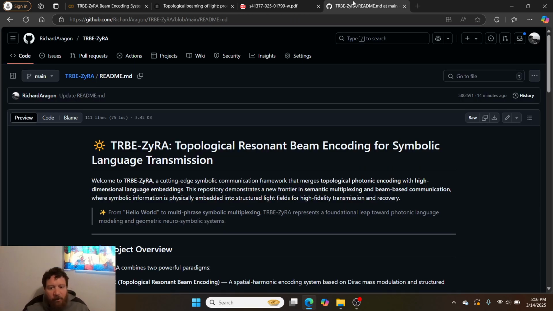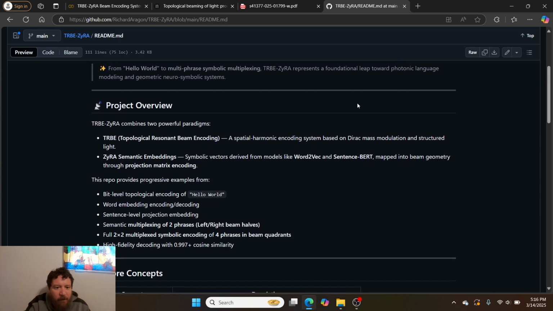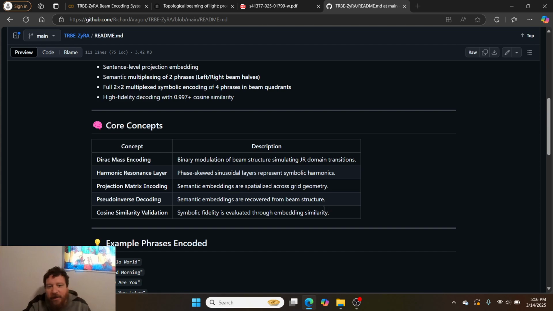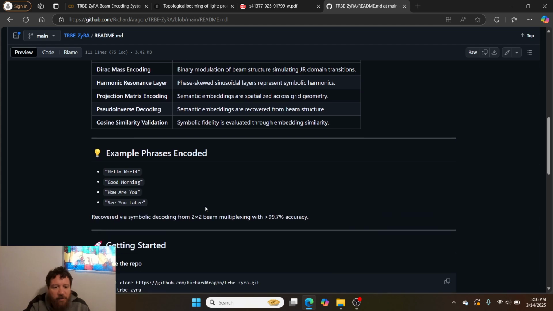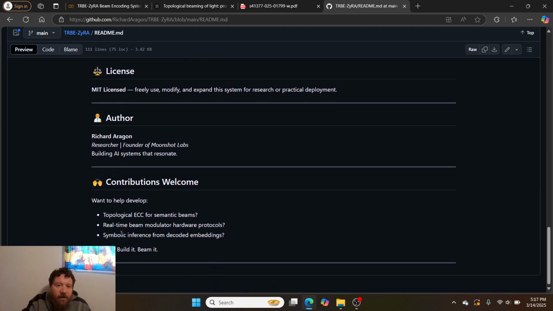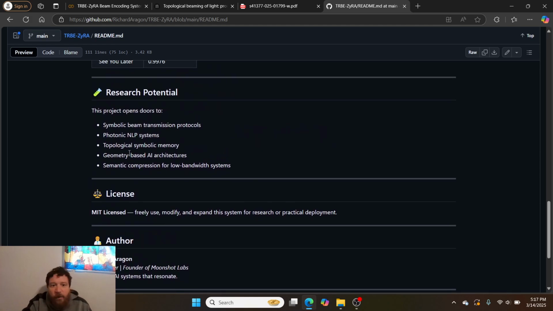This is also available on my GitHub repository. Here's the full GitHub repo with a much deeper explanation of the concepts, what exact concepts it's pulling from, the examples and the results, and the research presence, like the fields this could be utilized for. So symbolic beam transmission protocols, photonic NLP systems, which is to me the biggest aspect, and that's 1,000,000% why I'm fully open sourcing this.